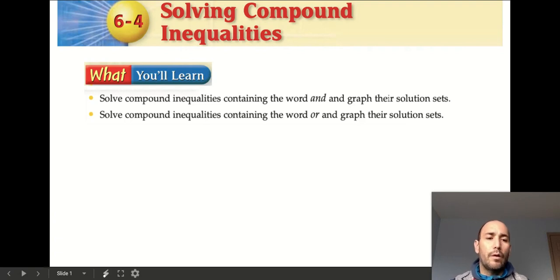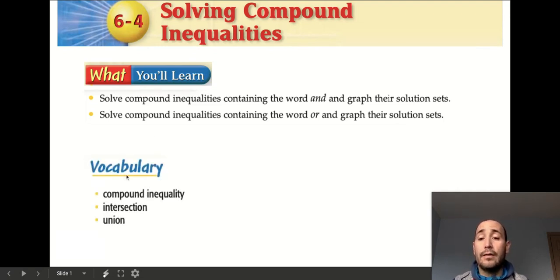So compound inequalities, the word compound meaning things working together, right? What we're going to be working on when solving compound inequalities is inequalities that actually have two inequalities built into one statement. Some vocabulary to keep track of: what is a compound inequality, what's an intersection, and what's a union.